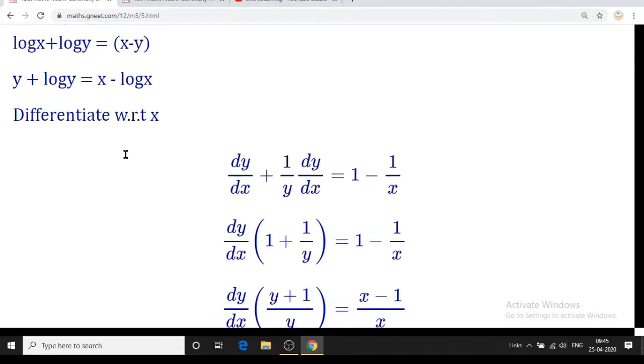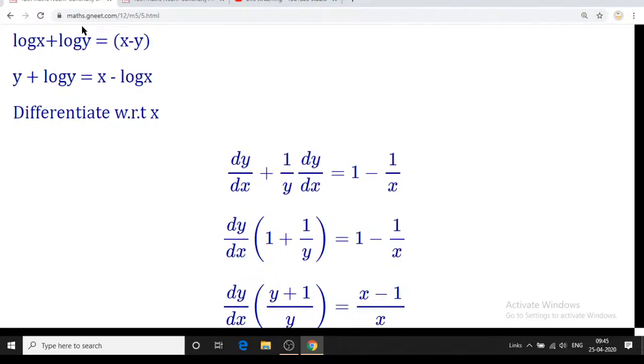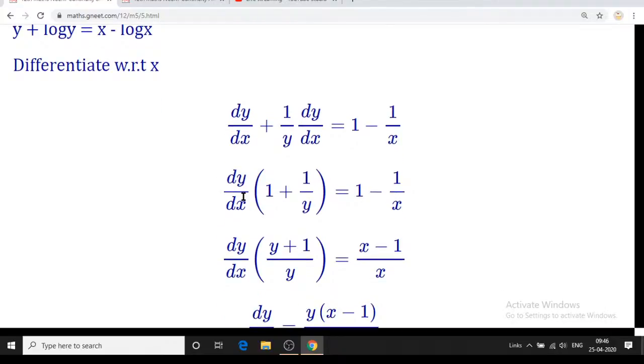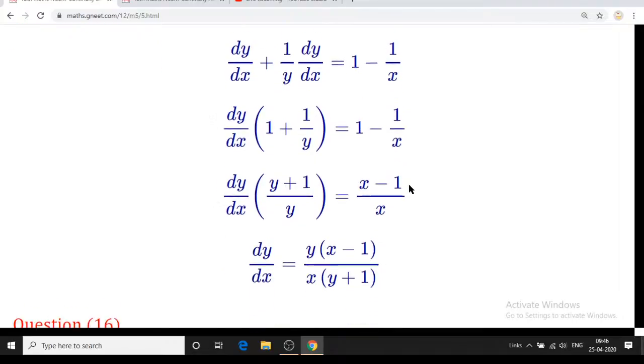So now differentiating, derivative of y is dy by dx plus derivative of log y is 1 upon y dy by dx. Derivative of x is 1. Derivative of log x is 1 upon x. We get dy by dx is common. So we get 1 plus 1 upon y is equal to 1 minus 1 upon x.